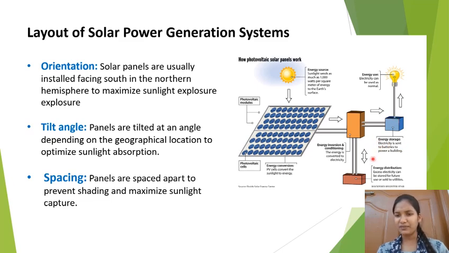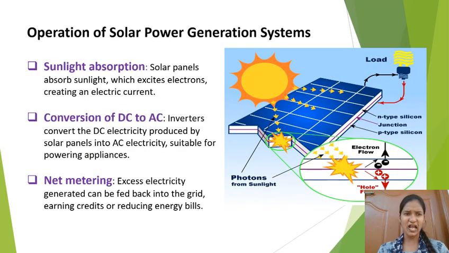Electricity is sent to the batteries to power a building. From this we get the electricity use, that is energy use. Electricity can be used as normal. This is about the layouts of the solar power generation system. And next, operation of solar power generation systems. Sunlight exposure. Solar panels absorb sunlight which excites electrons, creating an electric circuit. So this creates an electric circuit.